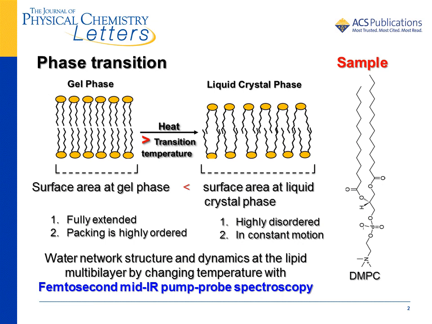Here we employed the femtosecond mid-IR pump-probe method with HOD infrared probing to study the water hydrogen bonding. As a model system, we studied the multibilayer form of 1,2-dimyristoyl-sn-glycero-3-phosphocholine, here DMPC molecules.